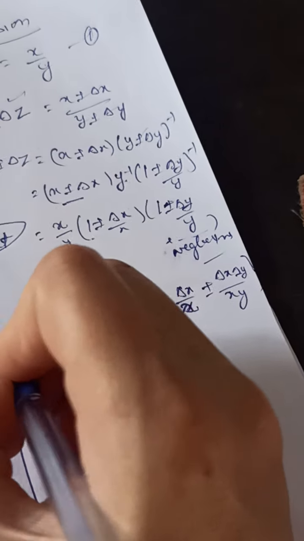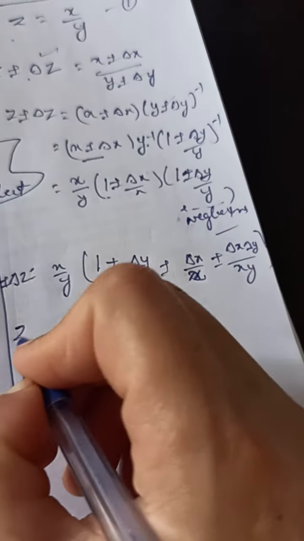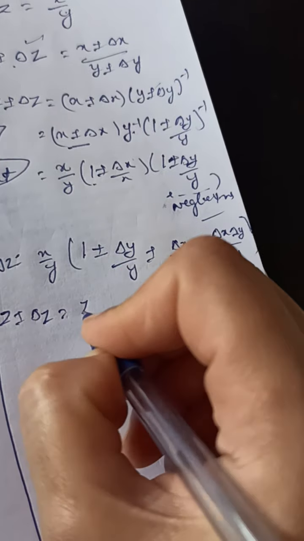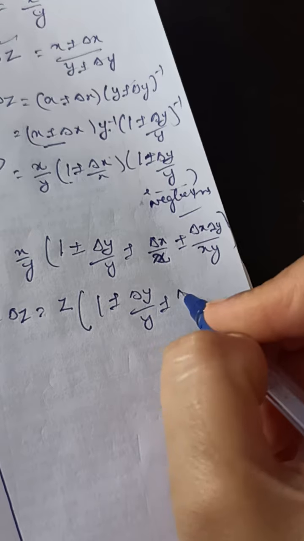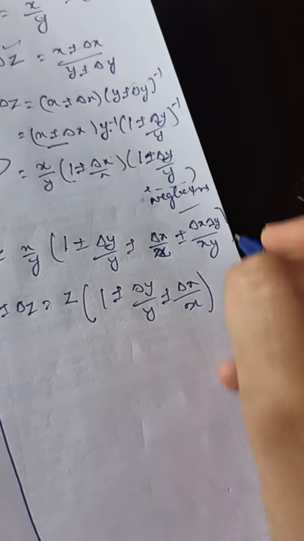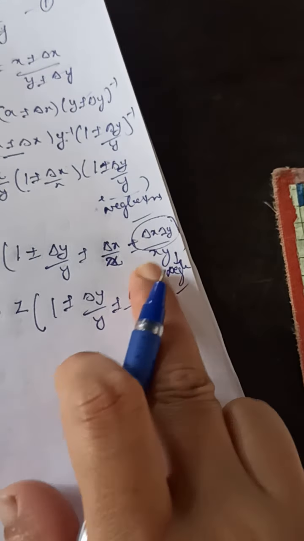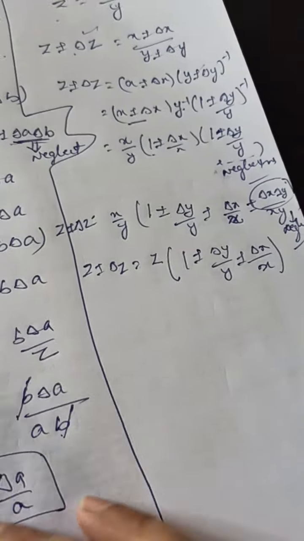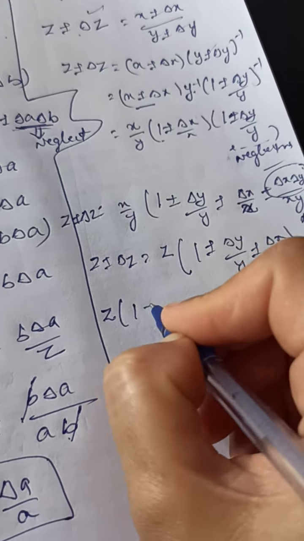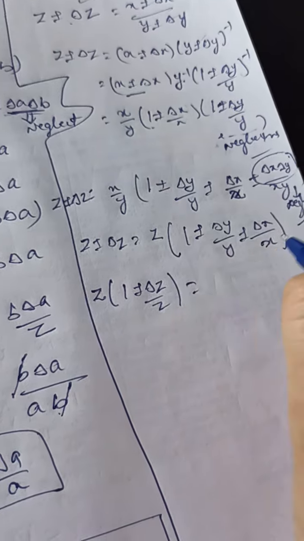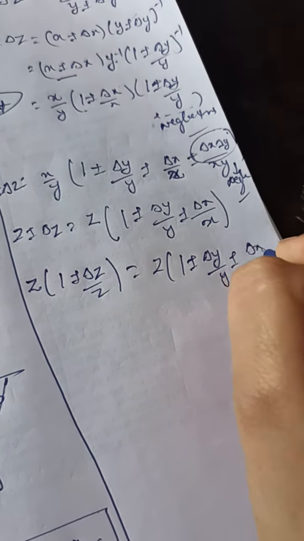On this side we have z plus minus delta z. From here you will get z plus minus delta z, x upon y is the z, 1 plus minus delta y by y plus minus delta x by x. The last term we are neglecting because again we have the product of delta x and delta y and it is a very small term. Now from the left hand side take z common, you will get z into 1 plus minus delta z by z is equal to z into 1 plus minus delta y by y plus minus delta x by x.